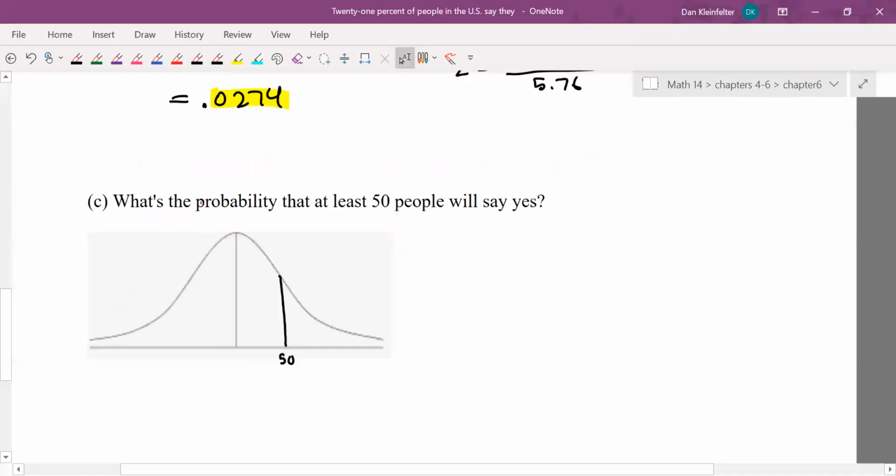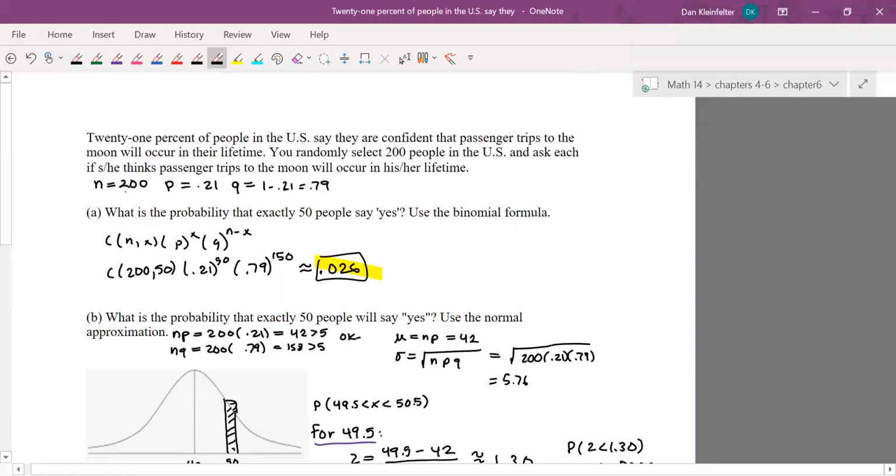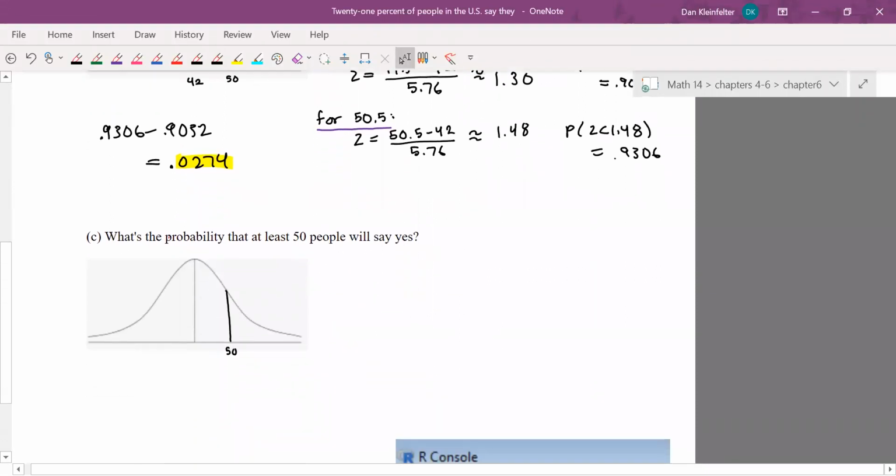And the thing is that there were how many people surveyed? 200. So we know from our work in chapter 4 with probability that if it's going to be 50 to 200, we'd have to find the probability of exactly 50, exactly 51, exactly 52, and so on, all the way up to 200, and add together all those probabilities.